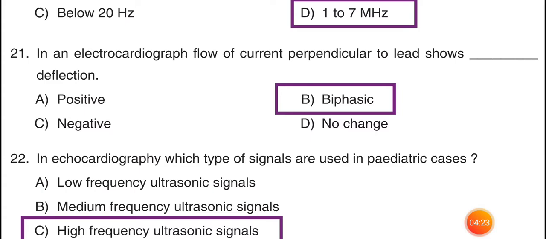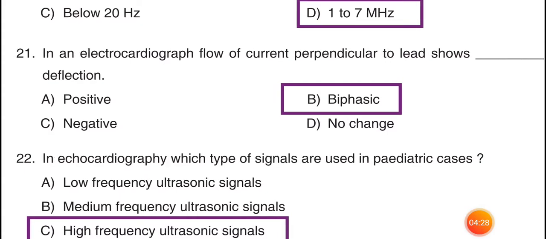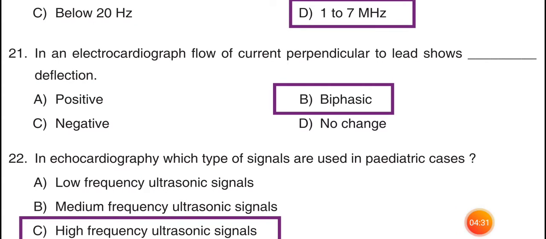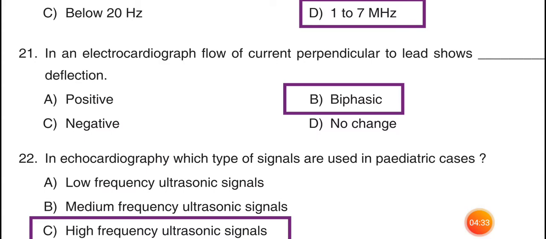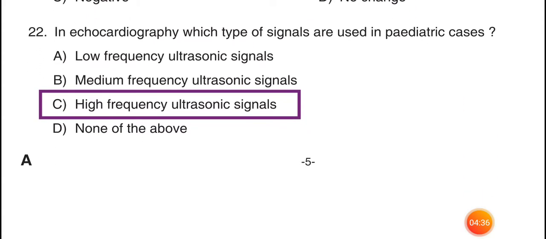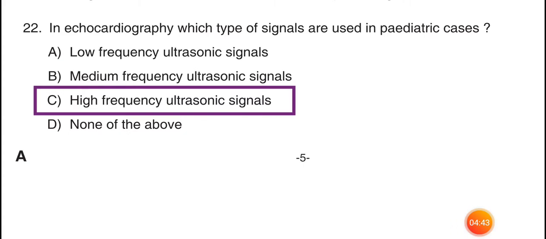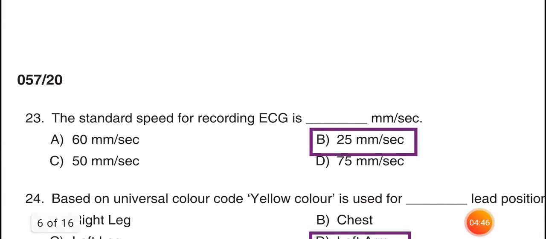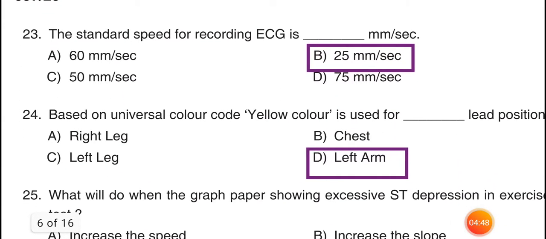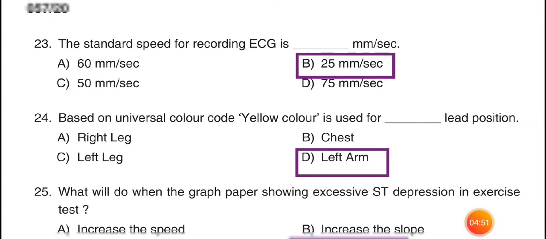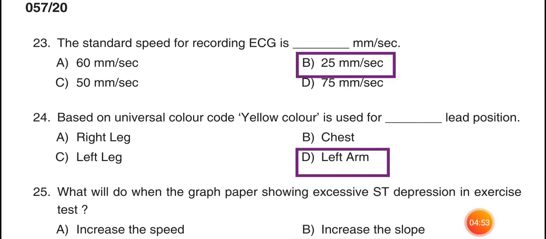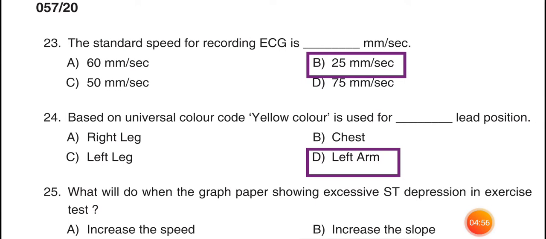21. In an electrocardiograph, flow of current perpendicular to lead shows dash deflection. Option B, biphasic. 22. In echocardiography, which type of signals are used in pediatric cases? Option C, high frequency ultrasonic signals. 23. The standard speed for recording ECG is dash mm per second. Answer option B, 25 mm per second.